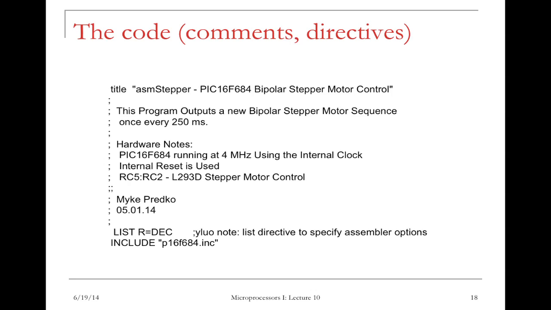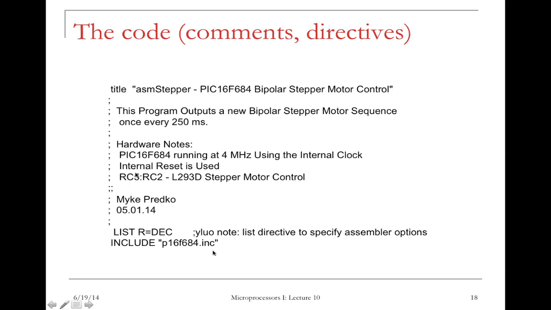And some notes on the hardware specification. We use PIC 16F684 running at 4 megahertz, and we use RC5 through RC2 for the H bridge driver control. And this list R equals DEC means that the numbers used in this program, if not specified, are decimal numbers. And it includes this INC file.